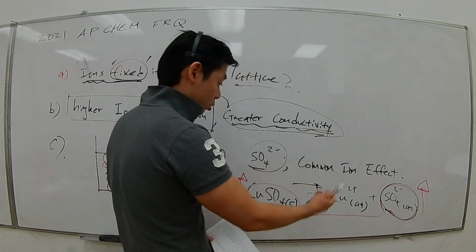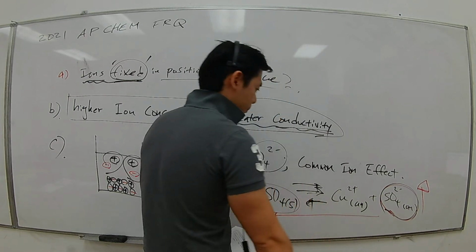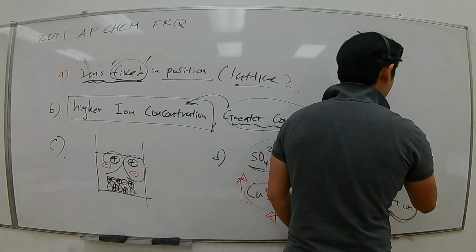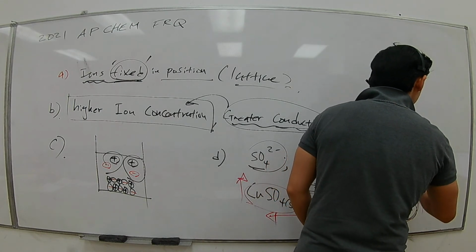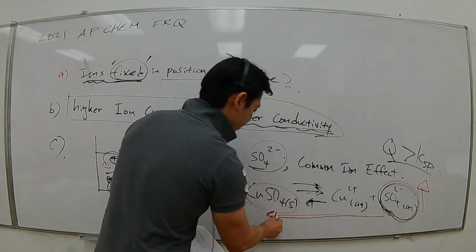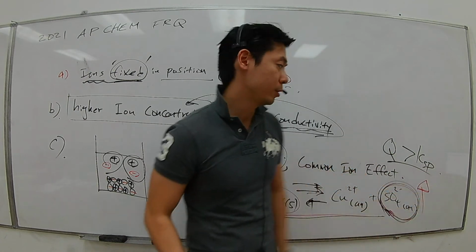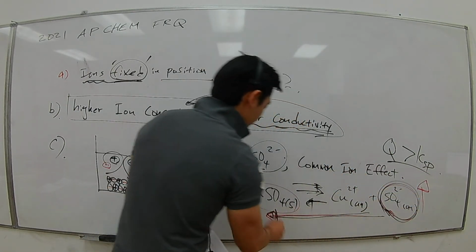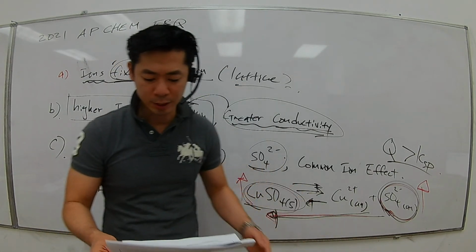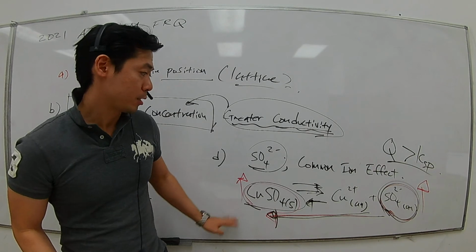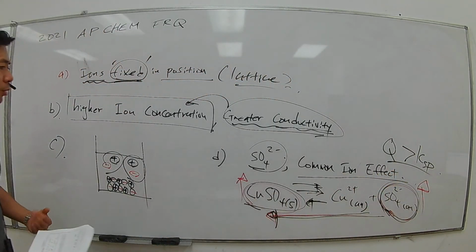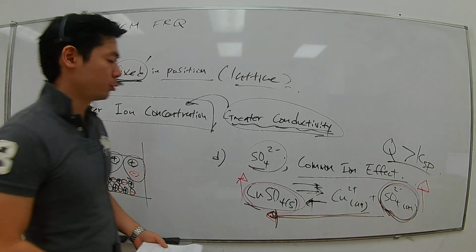So initially, this might have been an equilibrium. By having more SO4 2-, now Q becomes greater than the K value. And we all know that when Q becomes more than K, the reaction will shift in reverse until Q becomes equal to K. Because the reaction shifts in reverse, it starts to produce more copper sulfate, which reduces its solubility. So that's basically what it is. This is basically a common ion effect question. So that concludes the number 6 review on 2021 AP Chemistry.